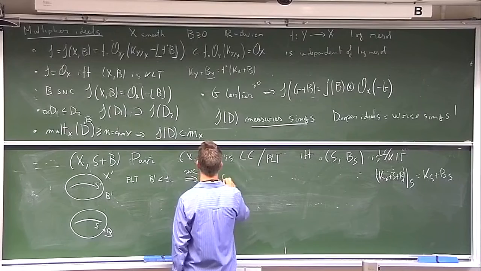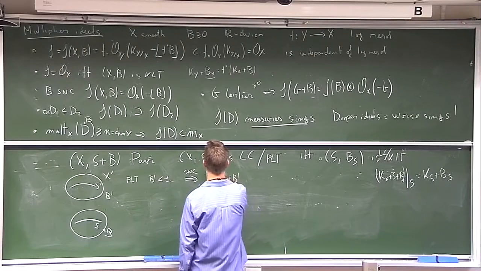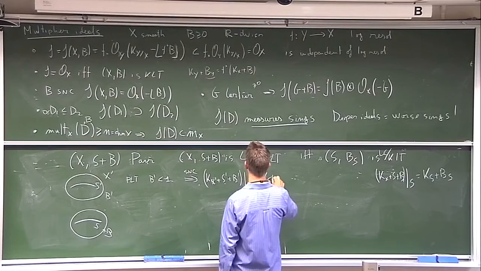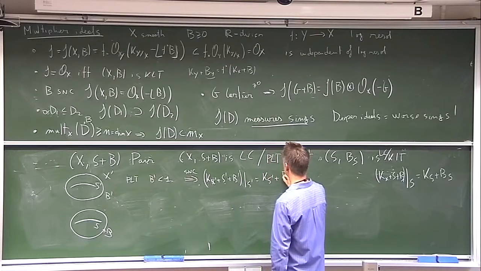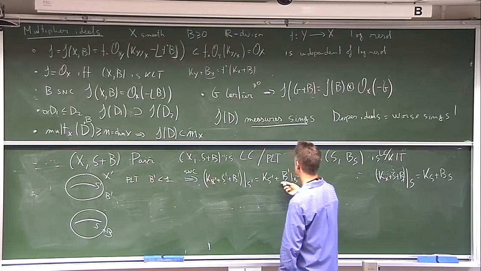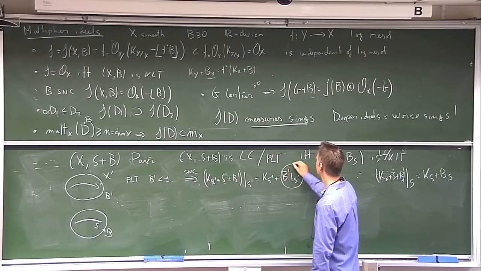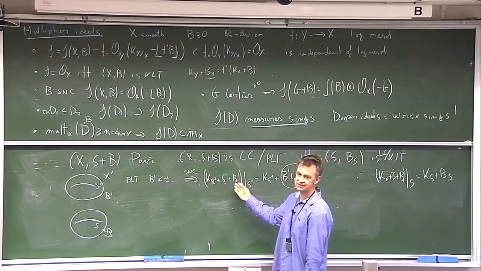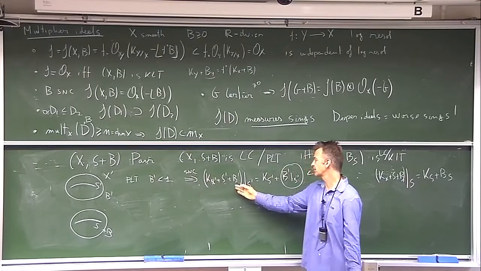S prime plus B prime restricted to S prime, this is of the form K_S' plus some divisor. Well, we know what it is. It's B prime restricted to S prime. It's simple normal crossing. These coefficients are also less than 1. They're the same coefficients as these coefficients, just we forget about those components that do not intersect S prime.